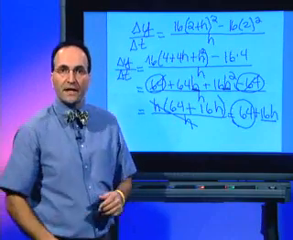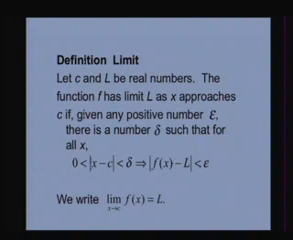So let's take a look at that definition. Let c and L be real numbers. The function f has limit L as x approaches c if, given any positive number epsilon, there is a number delta such that if you can get x within delta of c, then f of x will be within epsilon of L.